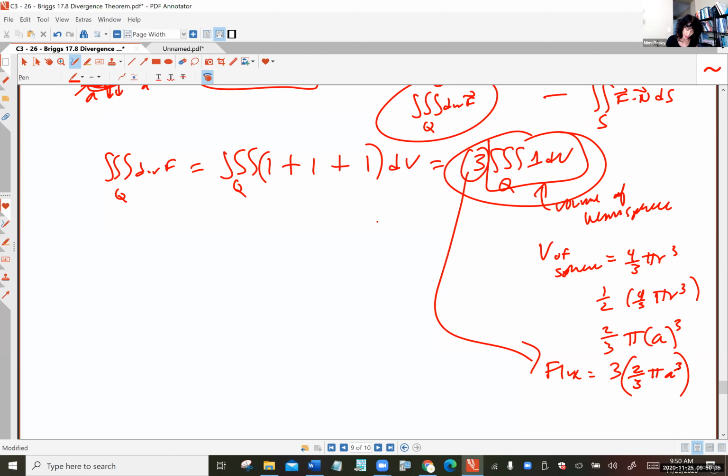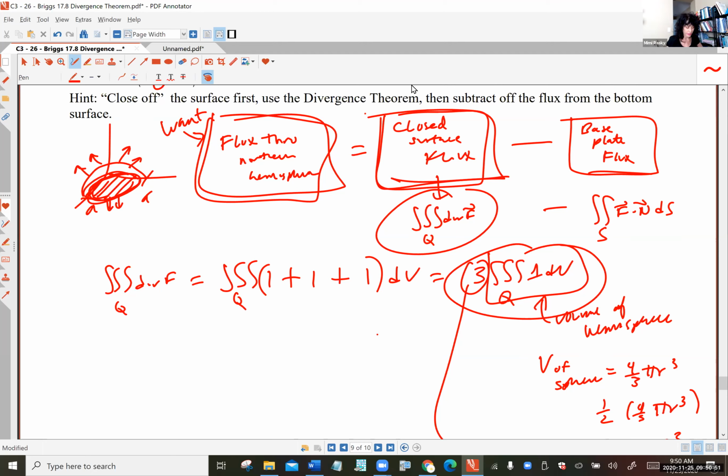Okay, so when you get your total flux, 3 times the volume of half a sphere, the 3's cancel, and you get 2 pi a cubed. Okay, save that for later. So in my little box diagram, this box, we just got this flux, and it's 2 pi a cubed for this particular example. So I'm just going to store that up here, 2 pi a cubed.